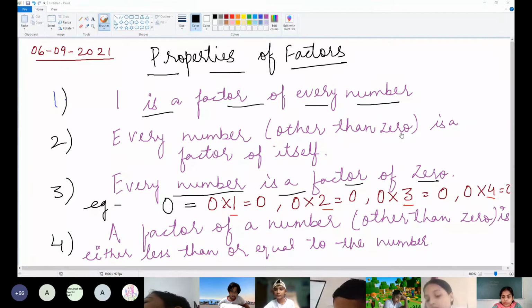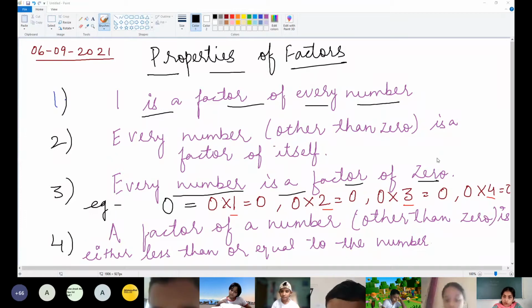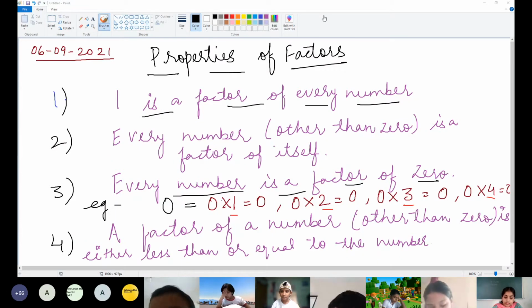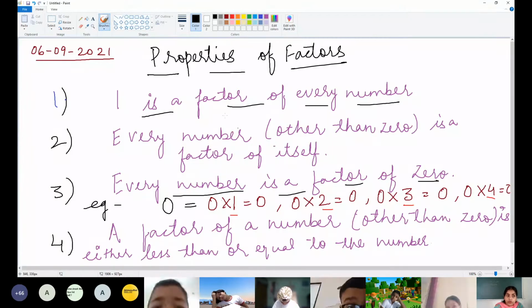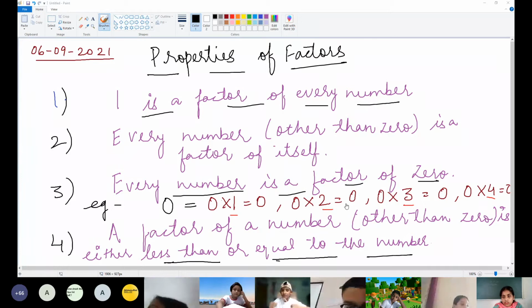Yes, Abhimanyu. Abhimanyu, unmute yourself. Factors of 6: 1, 2, 3, and 6. Yes, good. So, children, you can see that the factor of 6 is either less than that number or equal to the number. 1, 2, 3 are smaller than 6, and the number 6 is equal to 6. So this statement means that a factor of any number except 0 is either less than or equal to the number. It will not be greater. Okay, it is either less than or equal to the number. Understood?